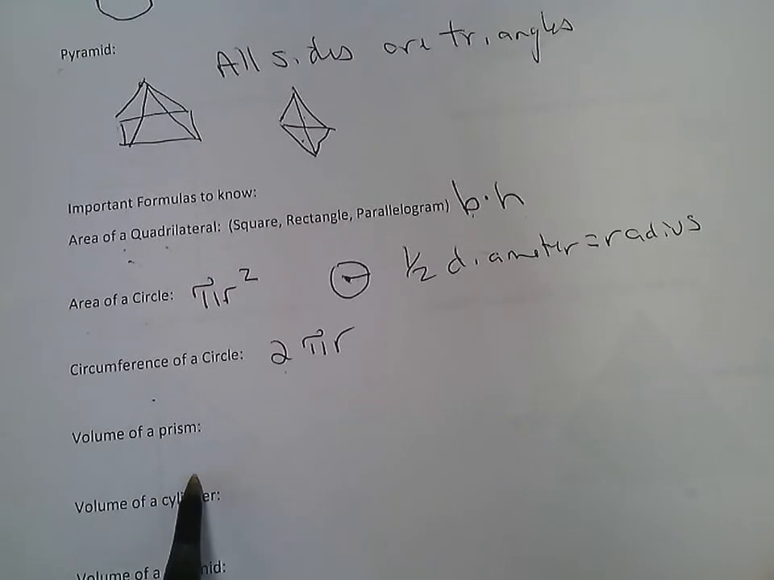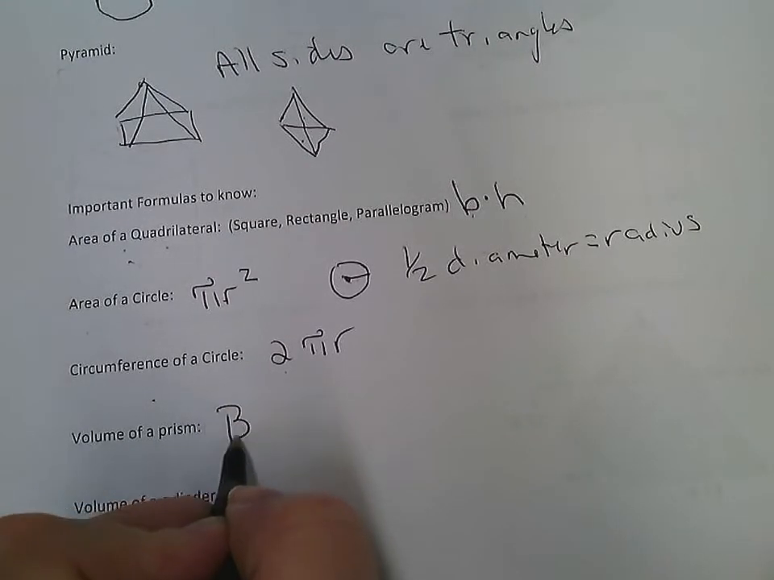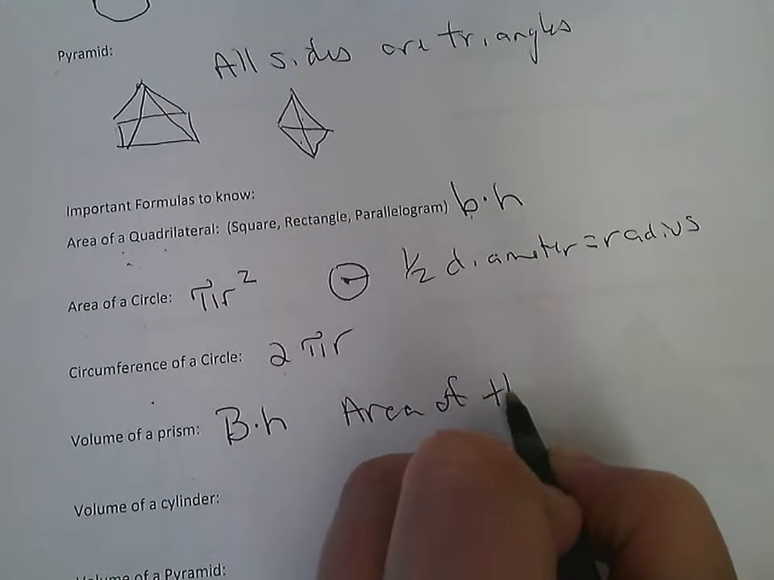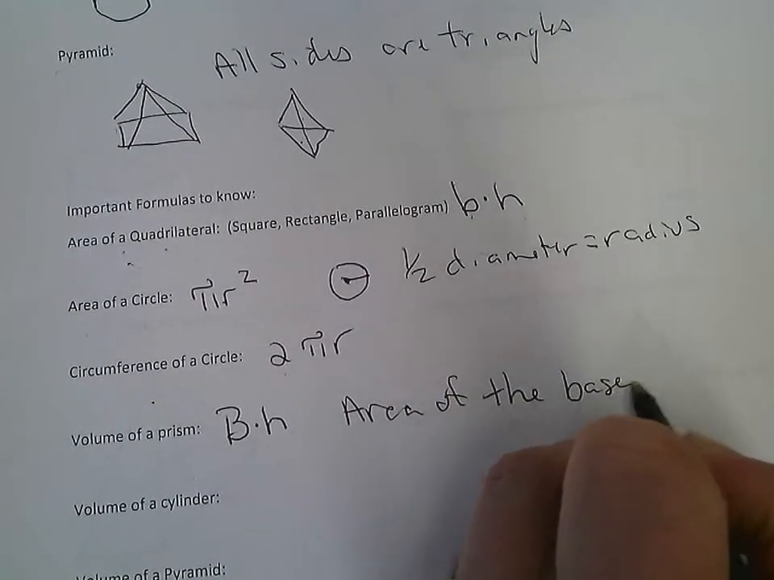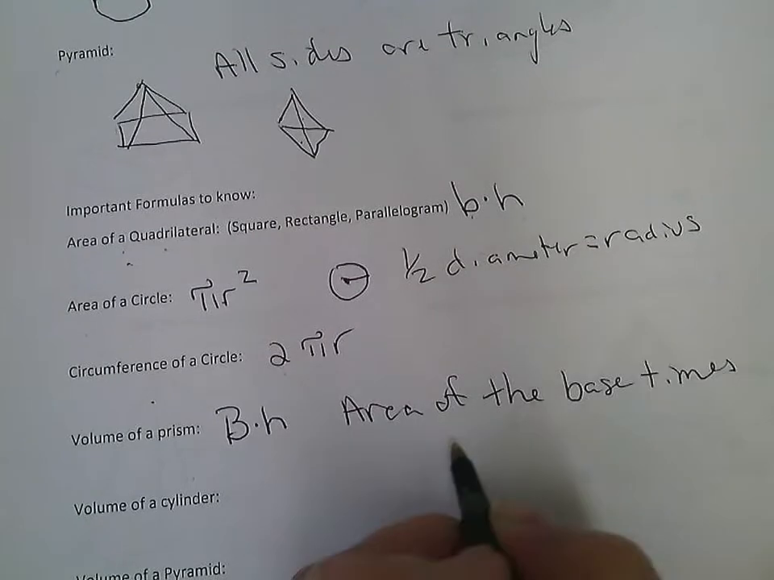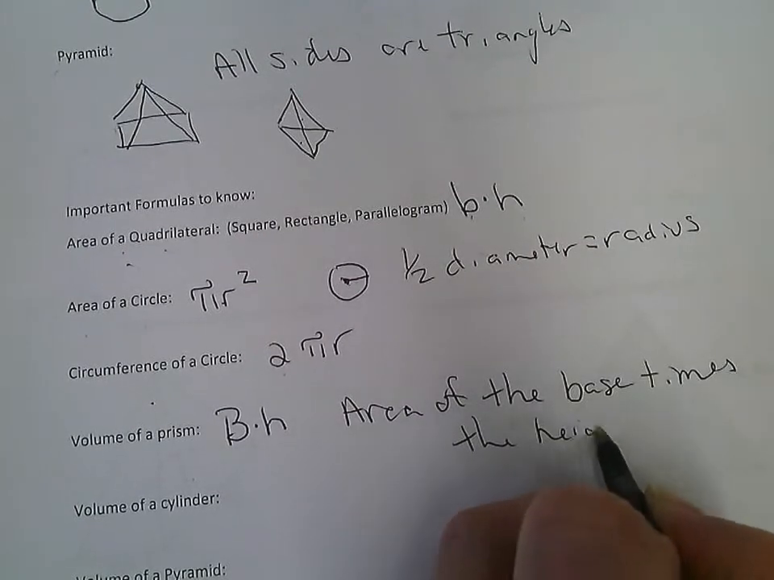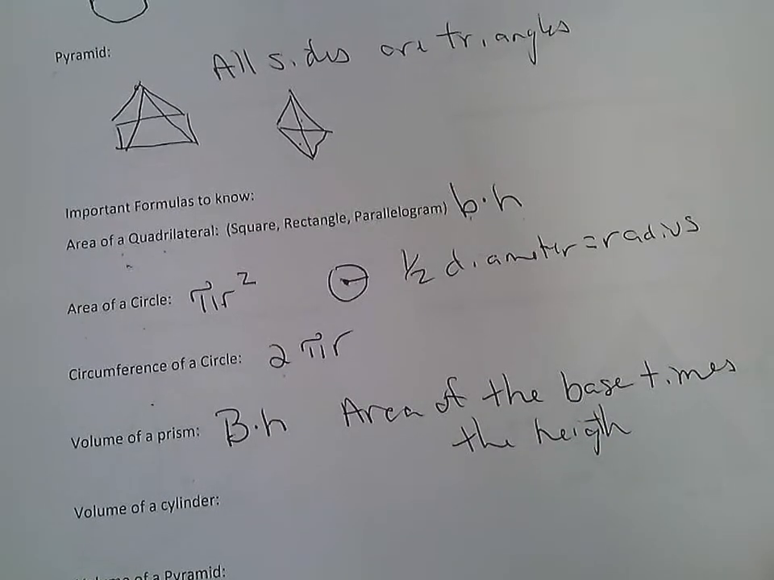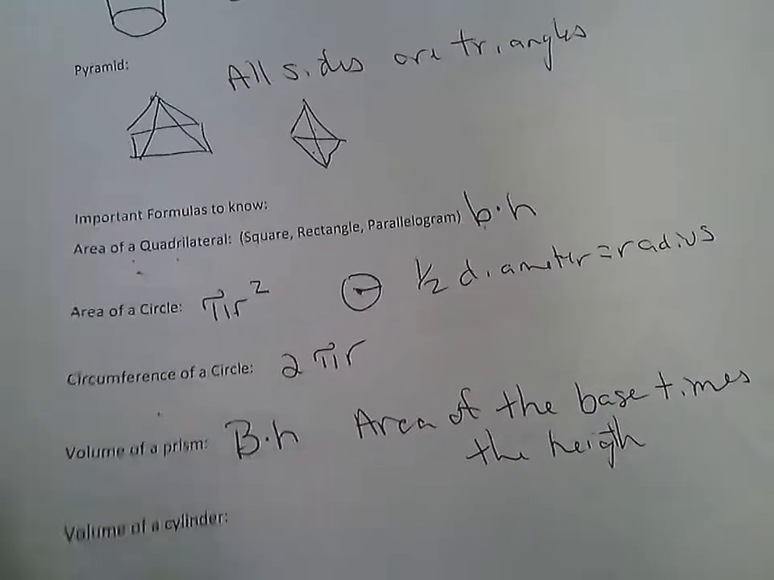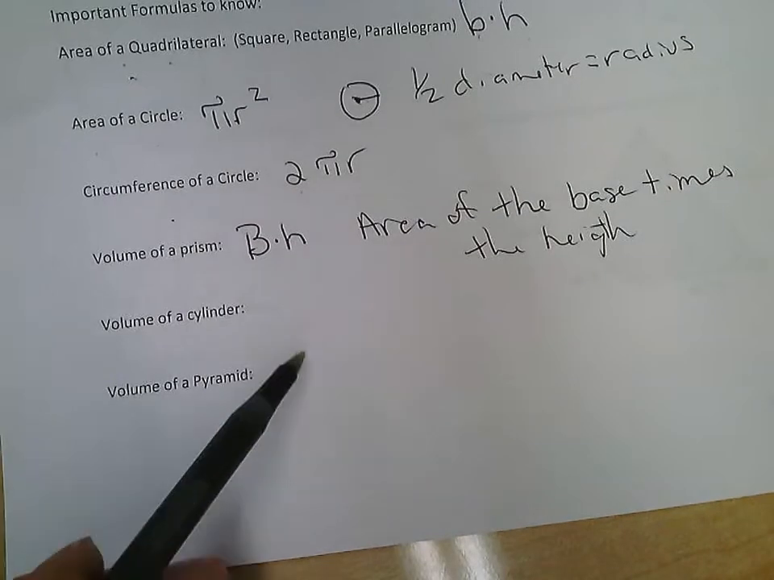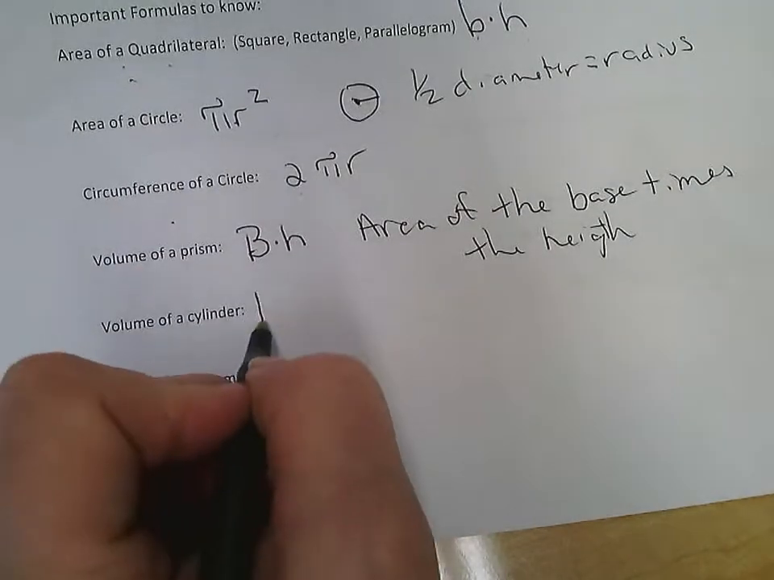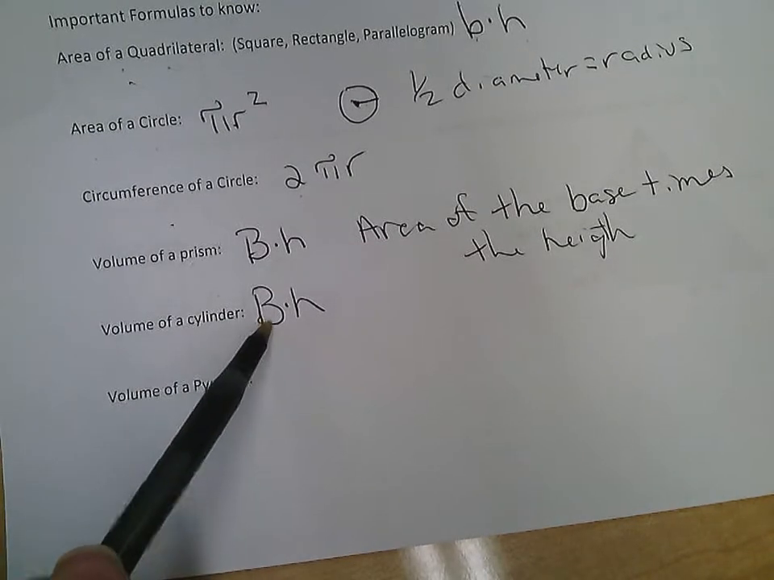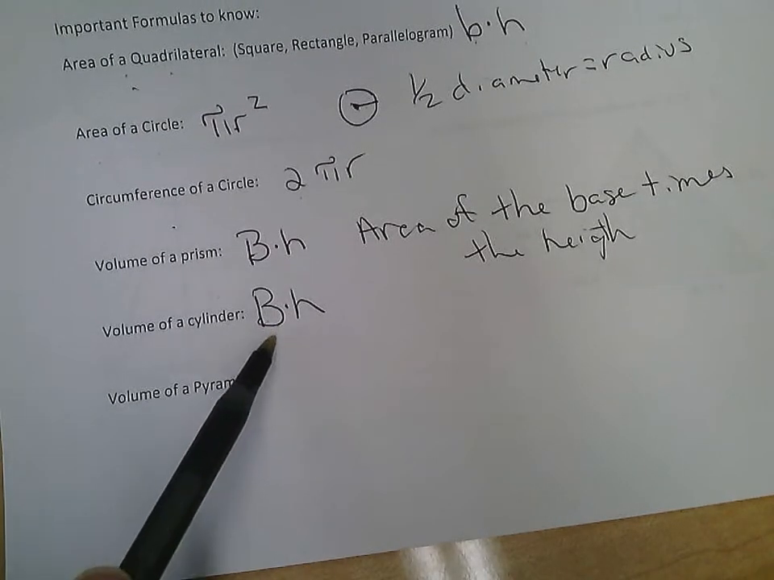The volume of a prism is the area of the base times the height. We look at this here, we're going to carry that idea of the area of the base times the height for the cylinder. Same principle, area of the base times the height.